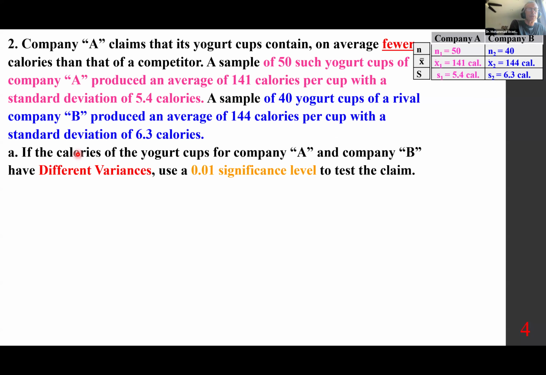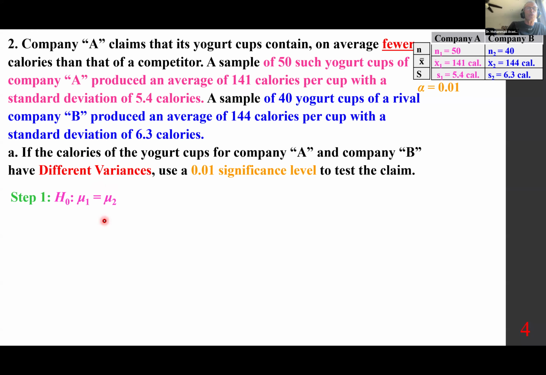By the way, if the carriers of company A and B have different variances, use a 0.01 significance level test. I want to make sure everybody understands there is a reason that we use that. That gives us a specific test statistic. So there are two ways to approach this. And generally speaking, they don't have to tell us this one to approach it that way. Okay. So having said that, alpha is 0.01.